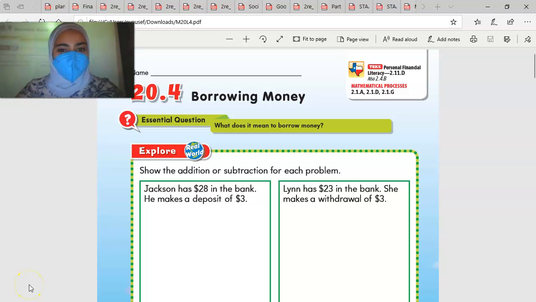Today we are focusing on borrowing money and what it means to borrow money. This is section 20.4 in your Go Math books. What does it mean to borrow money?